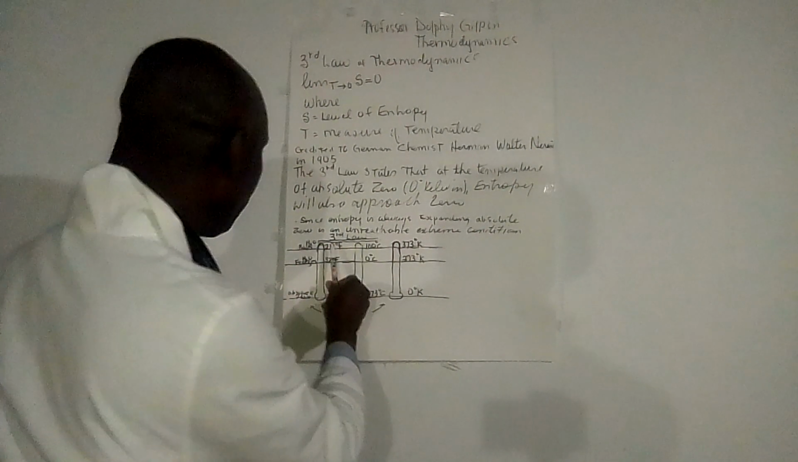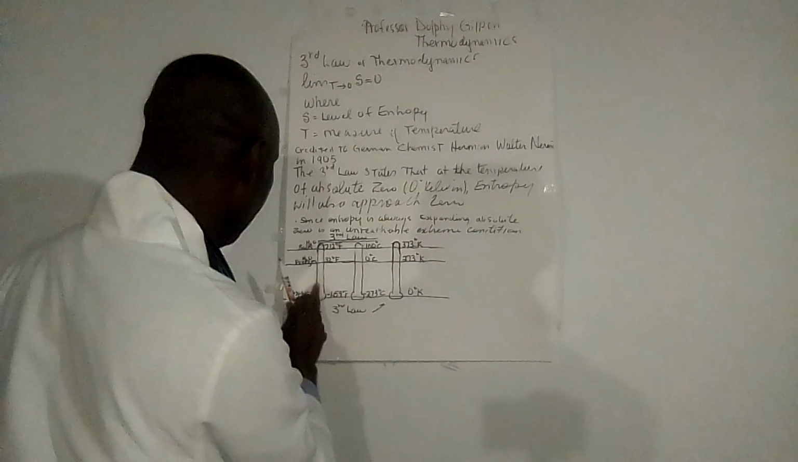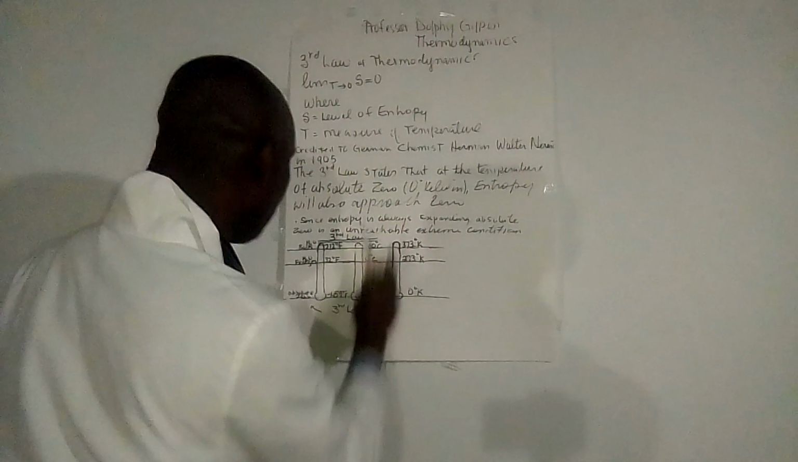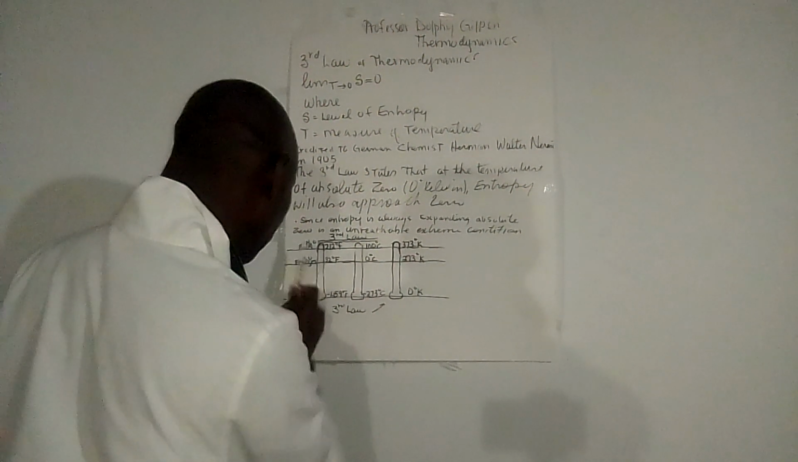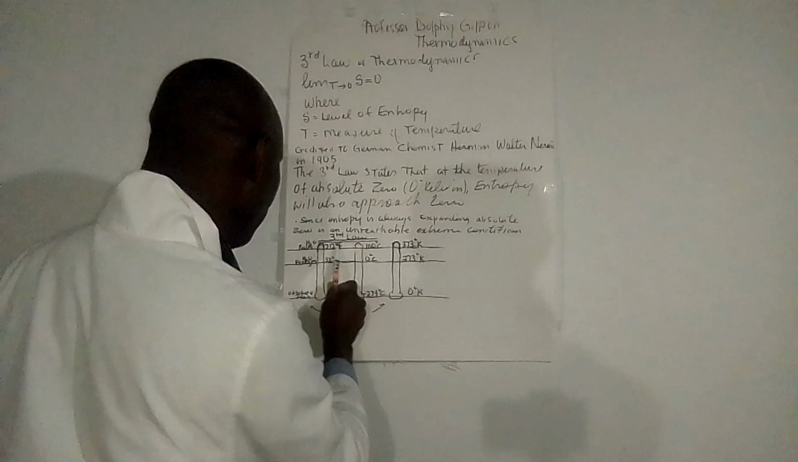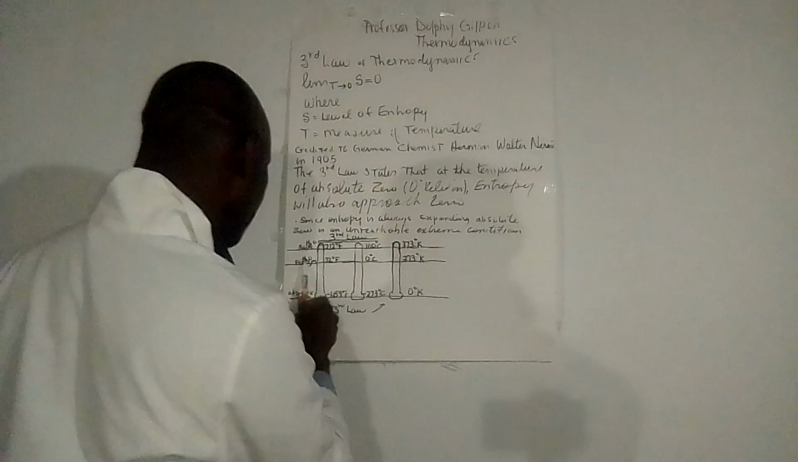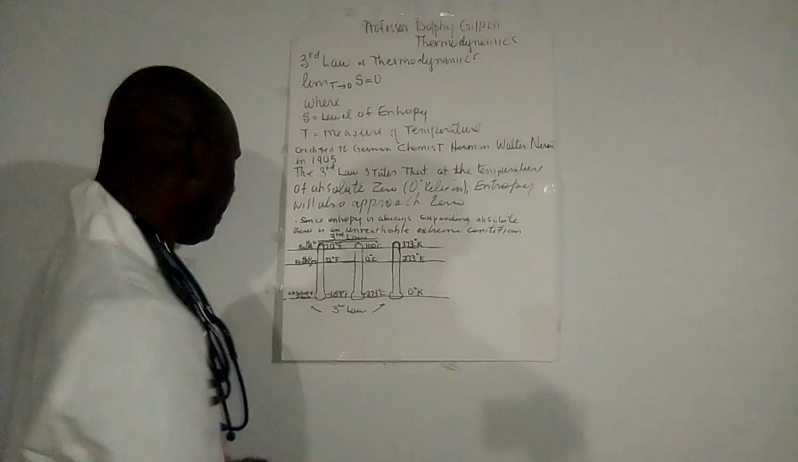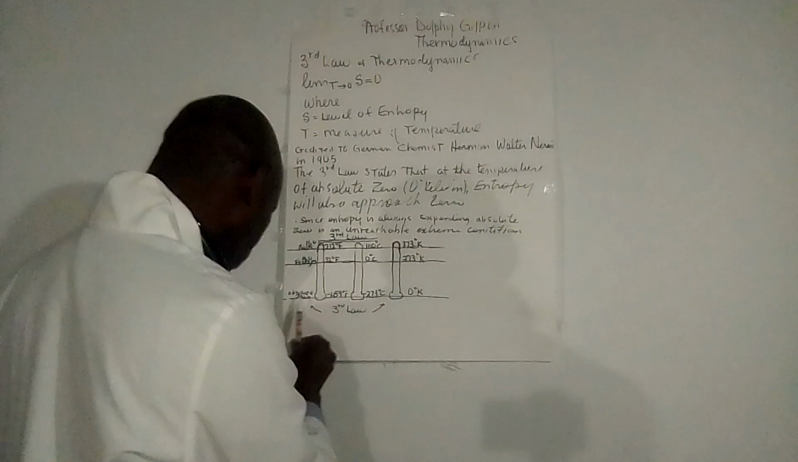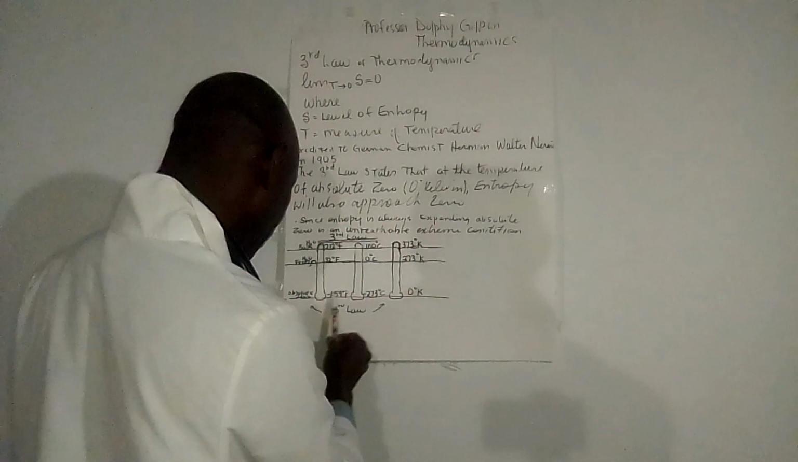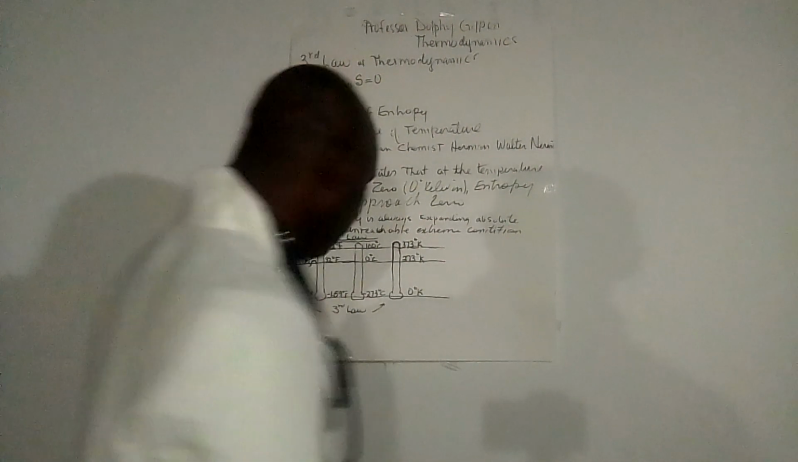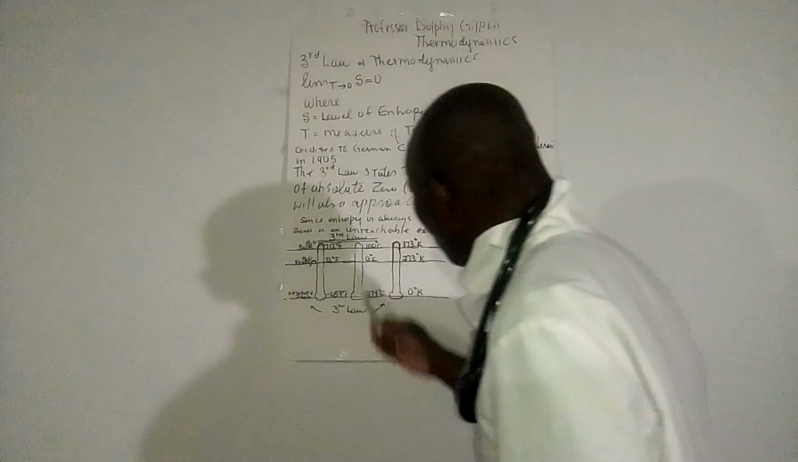And so for the third law, we have 3 thermometers here. For H2O, the boiling point is 212 degrees Fahrenheit, the freezing point is 32 degrees Fahrenheit, and for absolute 0, it's minus 459 degrees Fahrenheit. That is the third law of thermodynamics.